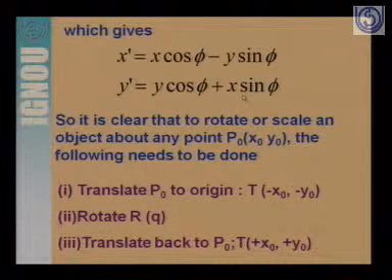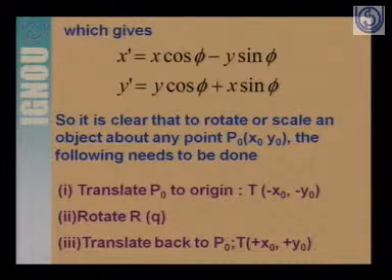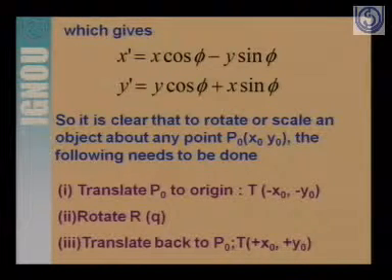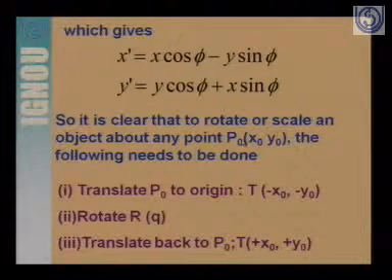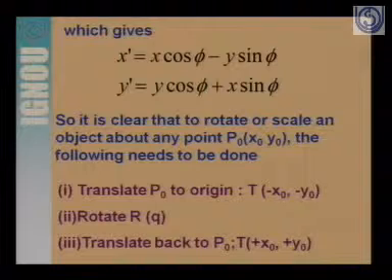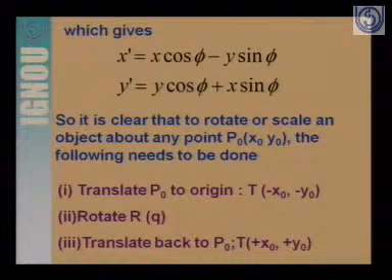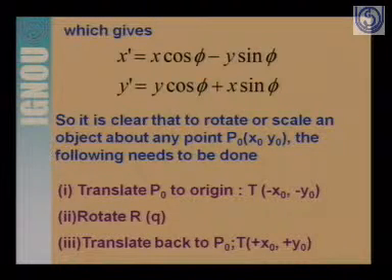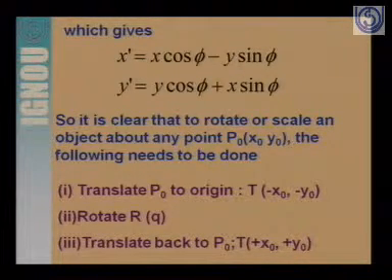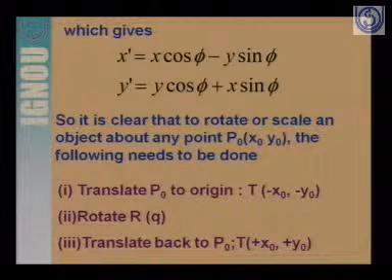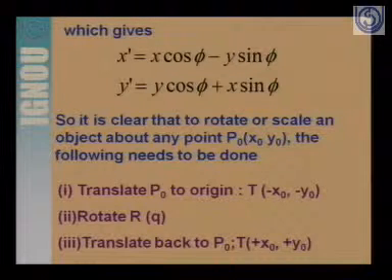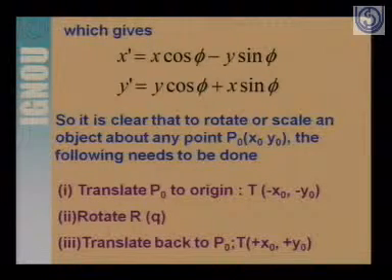So it is clear that to rotate or scale an object about any point P naught, whose original coordinate is x naught, y naught, the following needs to be done: translate P naught to the origin, rotate the object, and translate back to P naught. It is something like when you repair your car, you take the car to the service center and repair it, after that you bring back the car to your home.